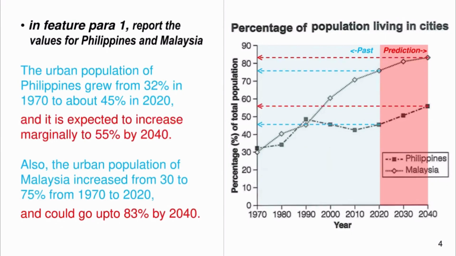Now in feature para 1, report the values for Philippines and Malaysia. The urban population of Philippines grew from 32% in 1970 to about 45% in 2020. And it is expected to increase marginally to 55% by 2040. Also, the urban population of Malaysia increased from 30 to 75% from 1970 to 2020 and could go up to 83% by 2040.